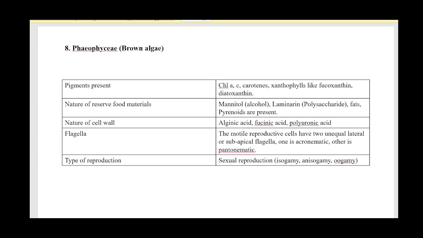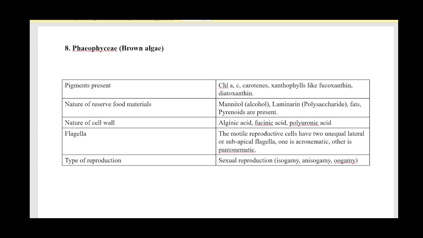The eighth class of algae is Phaeophyceae, also known as brown algae. The pigments present in Phaeophyceae members are chlorophyll A, C, carotenes, and xanthophylls like fucoxanthin and diatoxanthin. The food materials are reserved in the form of mannitol, which is an alcohol, laminarin, which is a polysaccharide, and fats. Pyrenoids are present in Phaeophyceae members. The cell wall is made up of alginic acid, fucinic acid, and polyuronic acid.